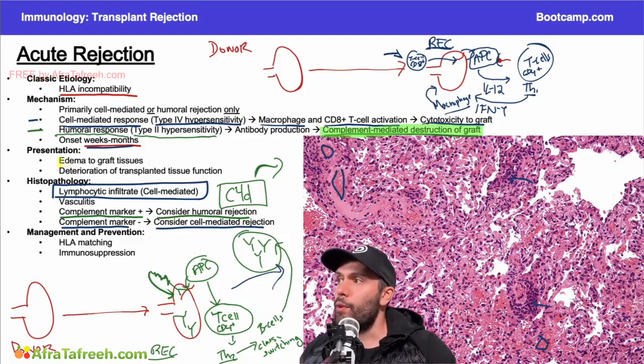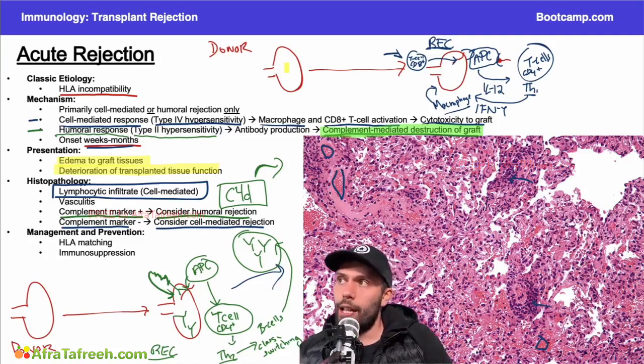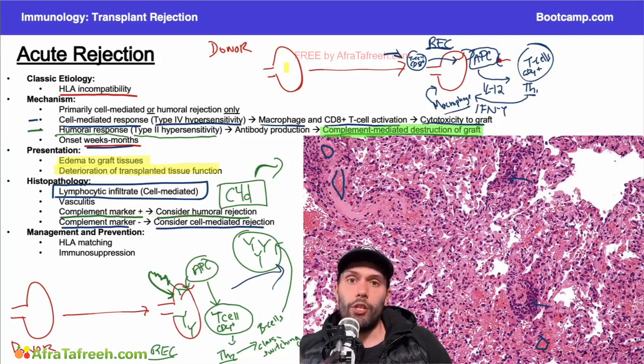What's this going to present with? Well, edema to the graft tissues, so all the swelling, all of the inflammation, and eventually you'll have some deterioration of the function of that organ. In our case, we're talking about a kidney. What are some things you would see in a board question, or even in real life, that would make you think this patient potentially has some rejection of a kidney? Well, you would probably see an increase in their creatinine. The filtration, the GFR, would be decreasing or declining. You probably see an elevation in the BUN as well. You probably have decreased urine output, for example. These are all things you want to look for in a board question.